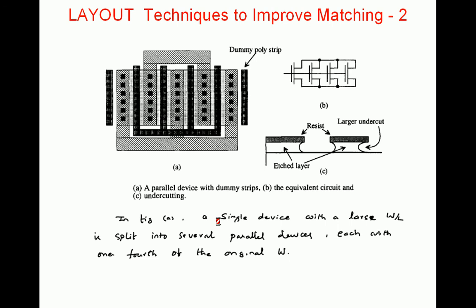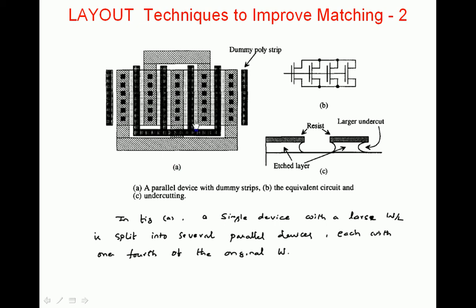The second technique to improve matching is inserting dummy poles, and taking the width of a larger transistor as a multiple of a unit transistor. So don't go for a larger width transistor as a single transistor. Larger transistors should always be modeled as a parallel combination of unit transistors. That is the first thing, and for that we must use dummy polystrips.